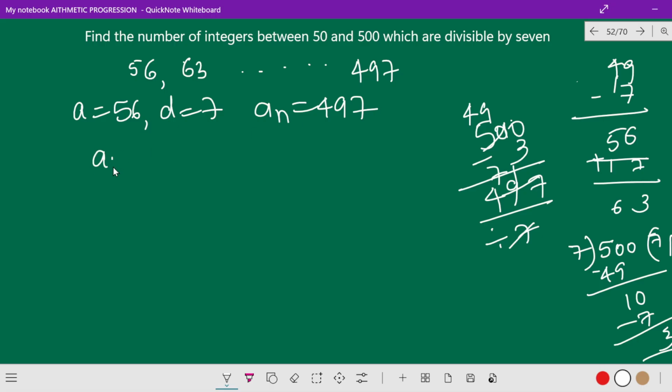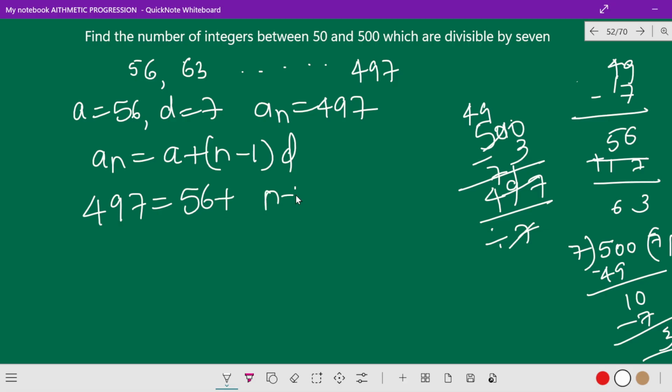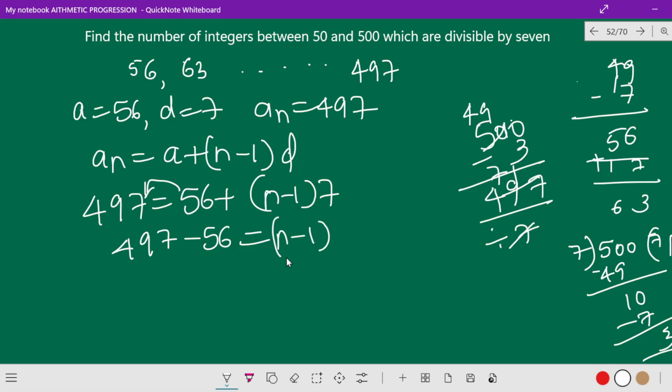So we'll get AN is equal to A plus n minus 1 into D. So AN is 497 is equal to 56 plus n minus 1 into 7. Bring the 56 this side. 497 minus 56 is equal to n minus 1 into 7. 7 minus 6 is 1, 9 minus 5 is 4, so 441 is equal to n minus 1 into 7. The 7 will come down here.